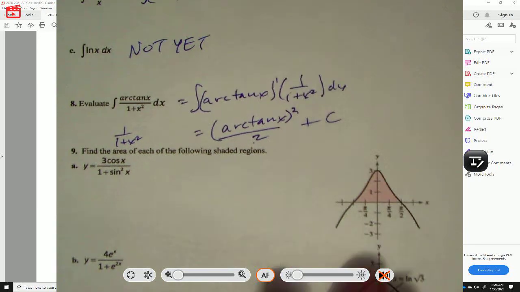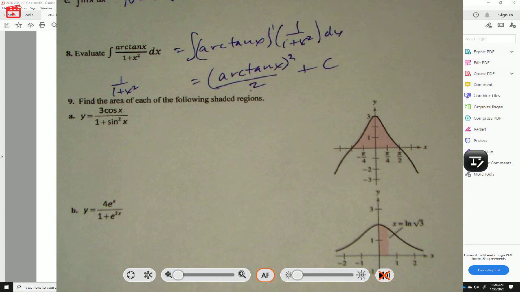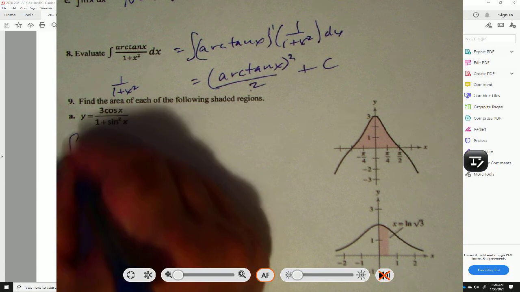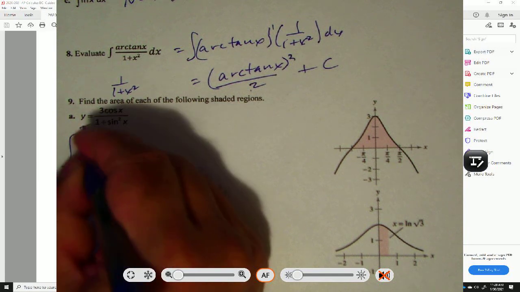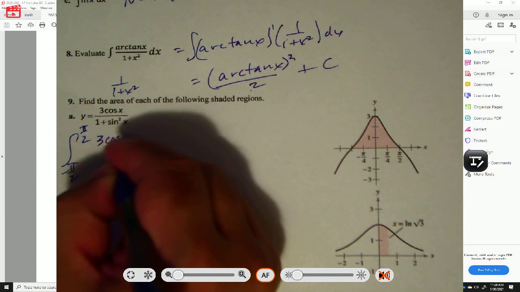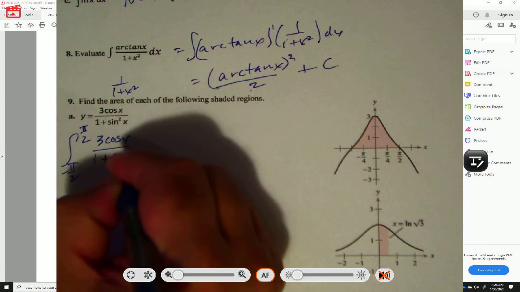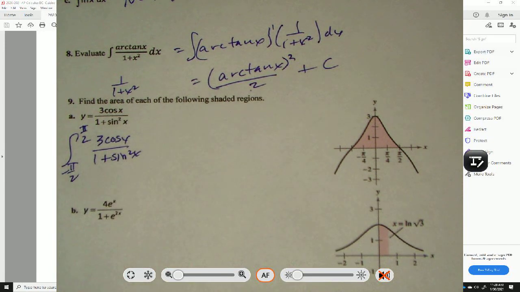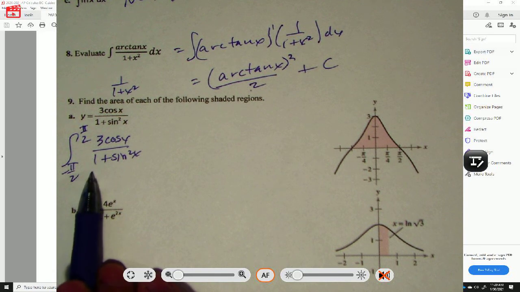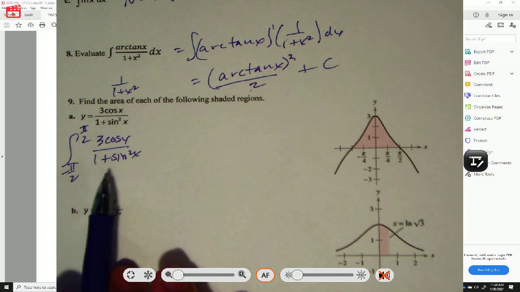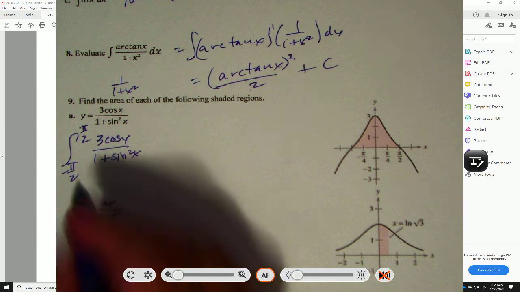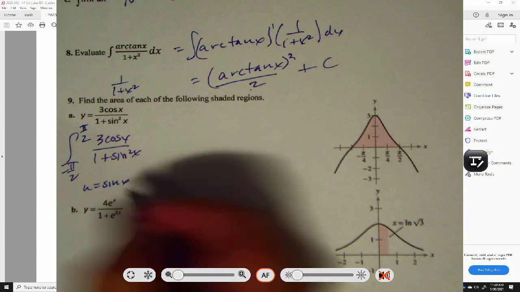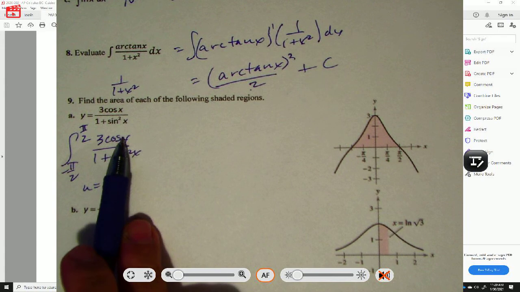Number 9, find the area of the region following that. So that's negative pi over 2 to pi over 2. So we're doing this integral, negative pi over 2 to pi over 2 of 3 cosine x over 1 plus sine squared x. Alright. I was hoping it was something else. So this might be arctan, so check it out. If this were arctan, that means u is sine x, and the derivative of sine x is cosine x. So there it is.